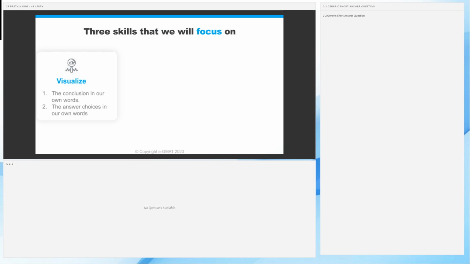Okay. So now pre-thinking is a method, and to actually apply any method, you need to have certain foundational skills. Pre-thinking relies on two fundamental skills. One of the most important skills is the ability to visualize information. Visualizing information means that when you read something, you actually imagine it happening in front of you.